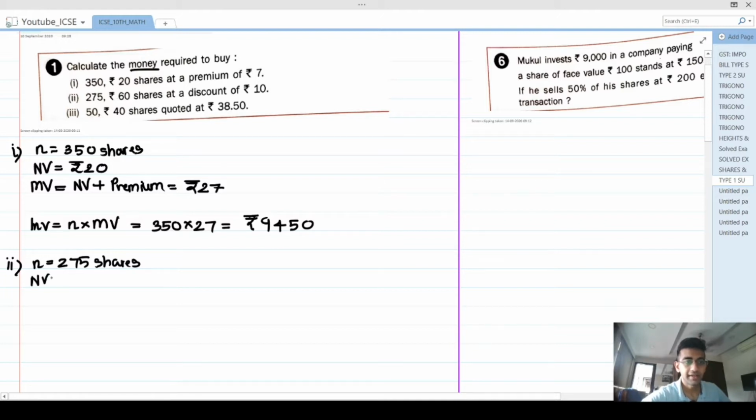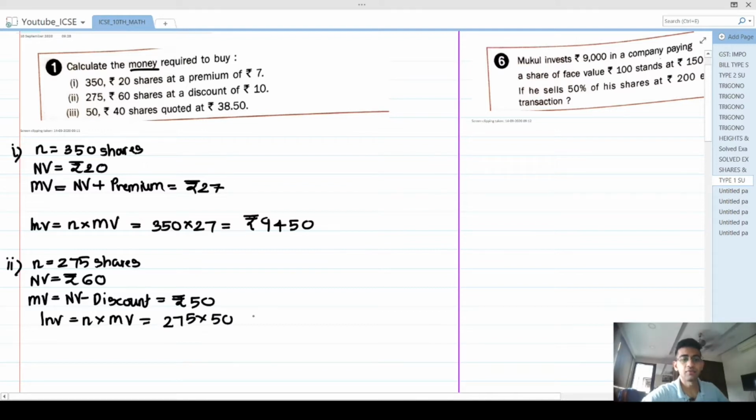Next subpart. N is 275 shares. The nominal value is 60 at a discount of 10. MV is equal to NV minus discount. So we'll get rupees 50. The discount is 10. So investment turns out to be again N into MV. Very simple. That's 275 into 50. And what does this give us? This gives us rupees 13,750.